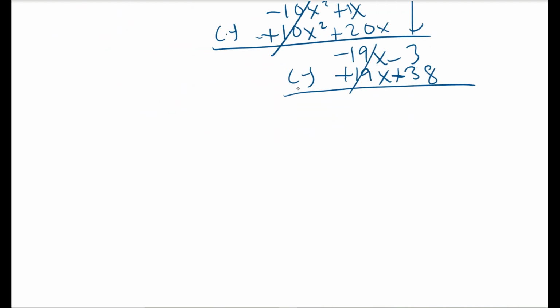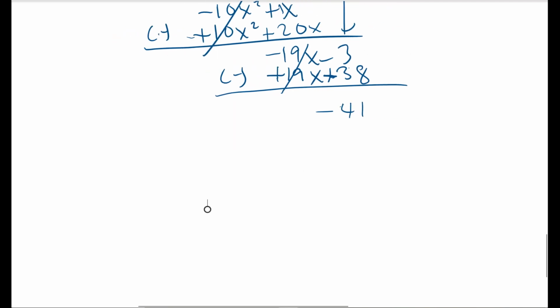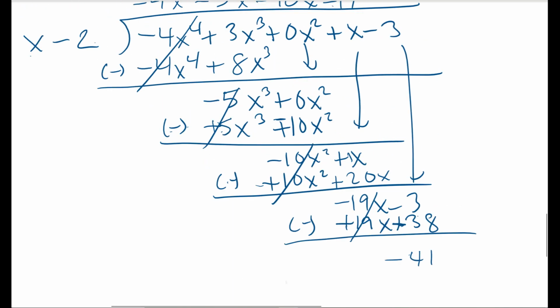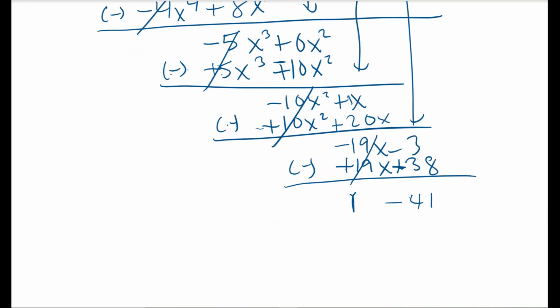And now we have negative 3 take away 38 is negative 41. So that's our remainder. We can't do anything else from that. Okay, so this is our remainder.